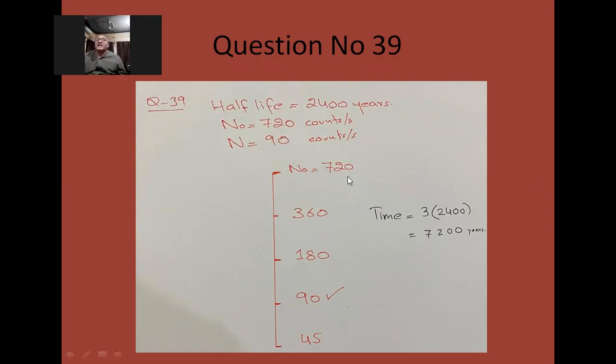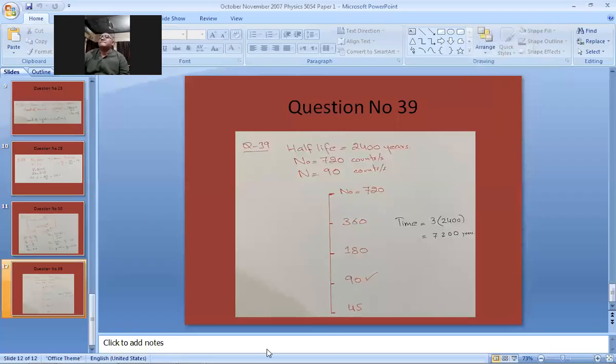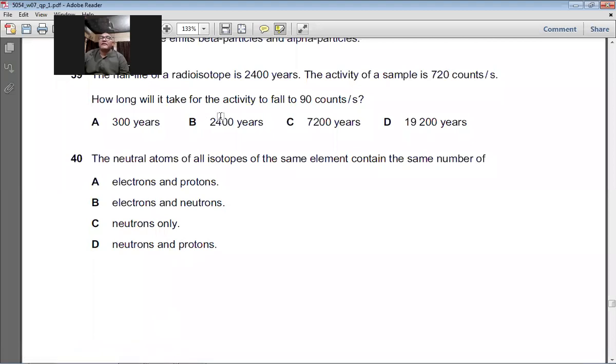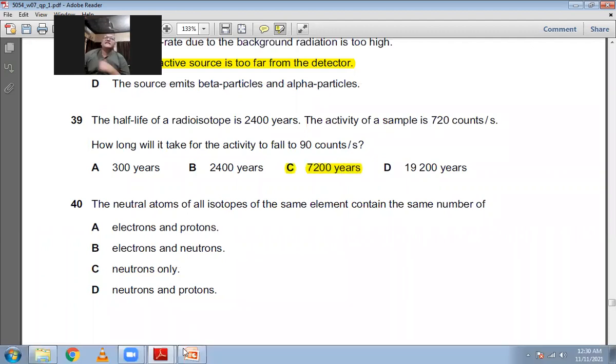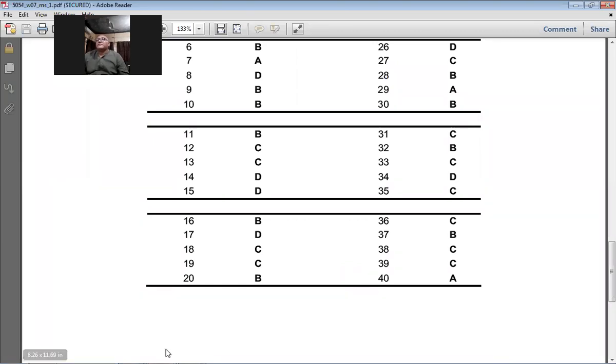When one half-life passes, this 720 will become half, it will become 360. When another half-life passes, this 360 will halve and become 180. When another half-life passes, this 180 will halve and become 90. So they were talking about this number. So 1, 2, 3: 3 half-lives have passed. One half-life is 2400 years, so 3 half-lives will be 3 multiplied by 2400. So it will be 7200 years. I think C is the choice. Yeah, C is the choice.